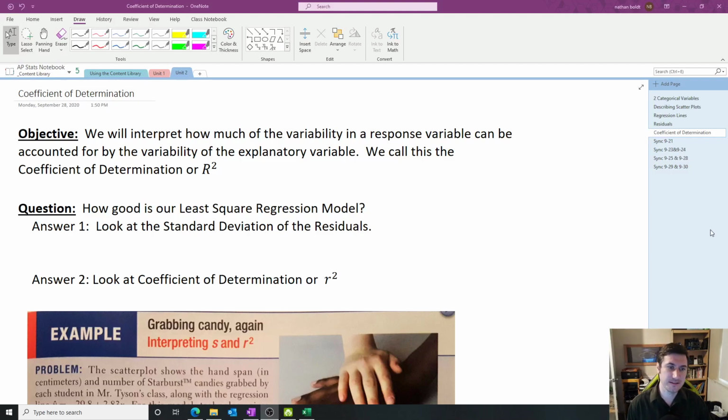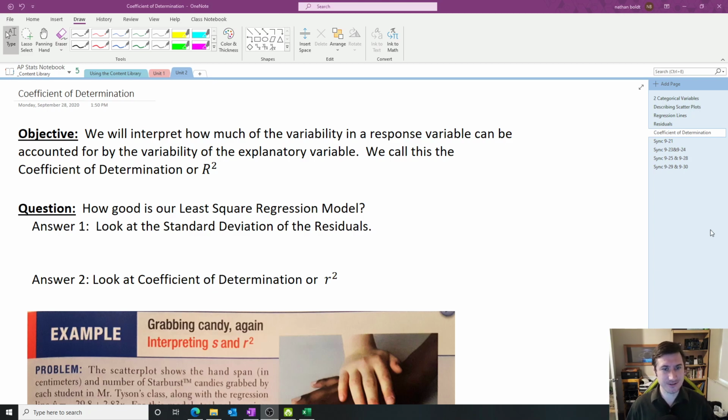Hello AP Statistics students. In this video we are going to take a look at R squared, the coefficient of determination. So our objective here is we will interpret how much of the variability in a response variable can be accounted for by the variability in the explanatory variable. This is called the coefficient of determination, or just R squared sometimes.